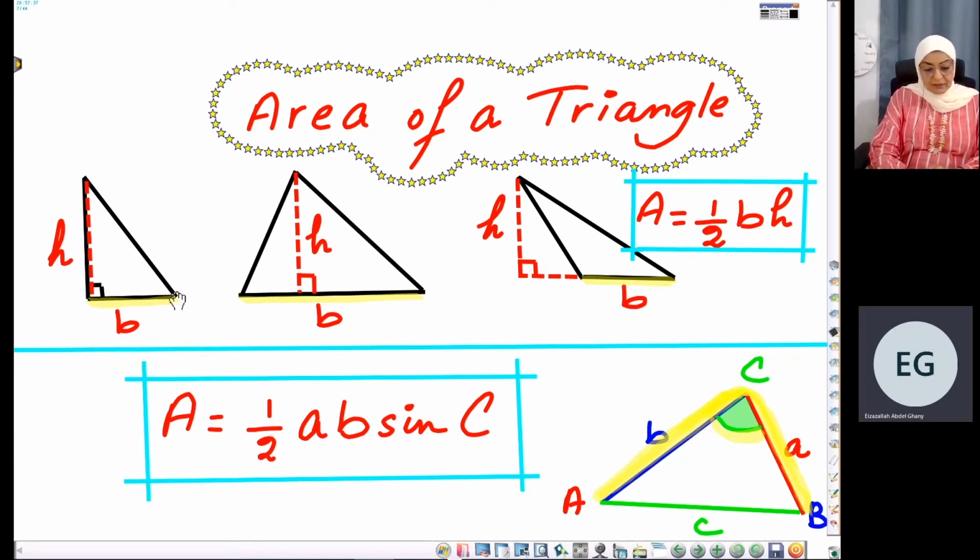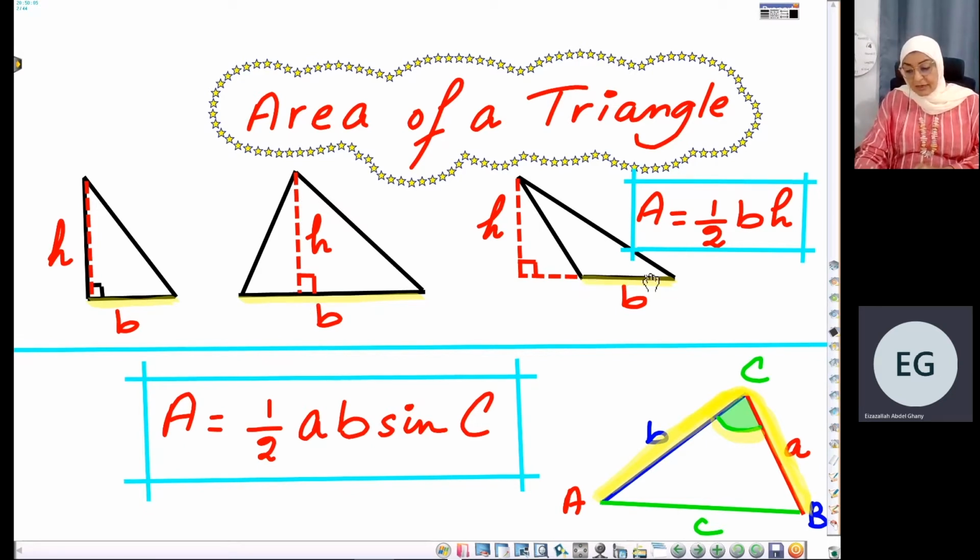If in a right angle triangle, half base times height are these 2 sides forming the right angle. In this case of an acute angle triangle, this is the whole base. Don't divide it into 2 triangles. You just take the full triangle. This is the full base, and this is the perpendicular height. They should form a letter T. It is half base times perpendicular height.